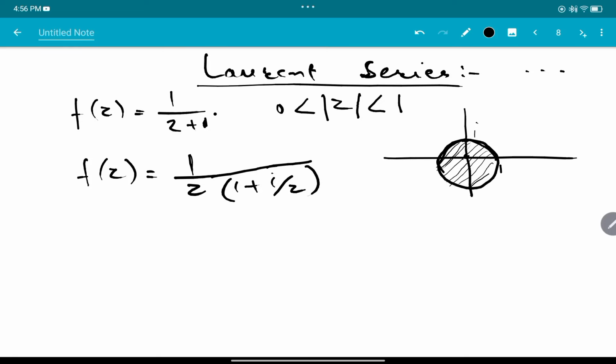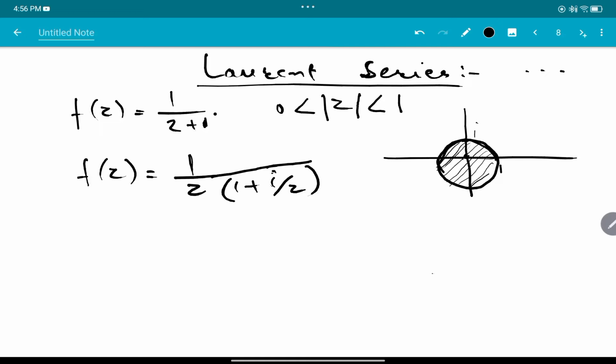If I write it this way, then this i by z will be my x of the geometric series. The modulus of i is 1, divided by the modulus of z, that is the radius of the circle, 1 divided by this. Since the radius of the circle is less than 1, this is 1 here, so it really satisfies this condition. So I can expand it in a Taylor series expansion.